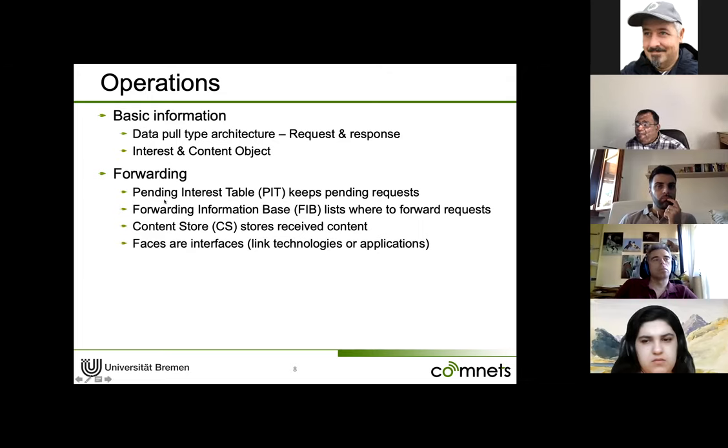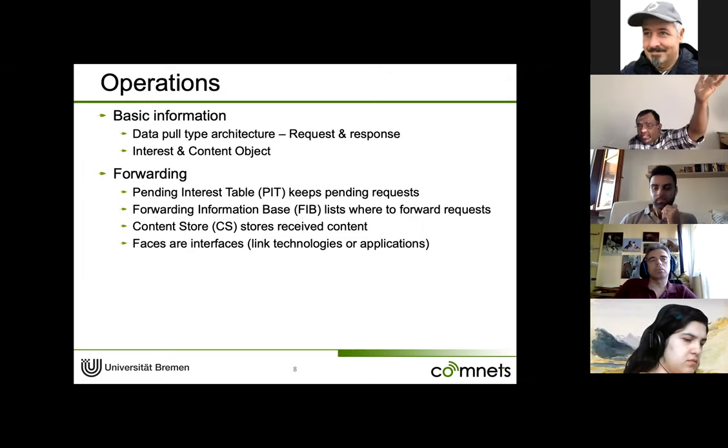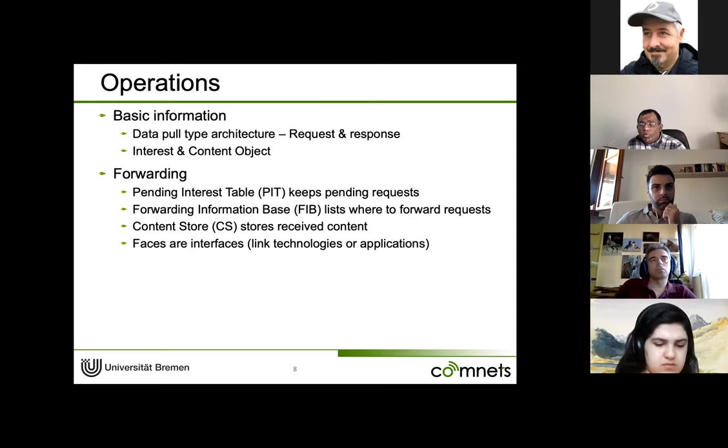And then you have what is called a forwarding information base, where it keeps a track of who is serving content. Because when I get an interest, I need to know where to send the interest. So it keeps a track of all this information in the forwarding information base. And then if a node, not all, some nodes will also have the capability to cache content. So the content store structure does that.